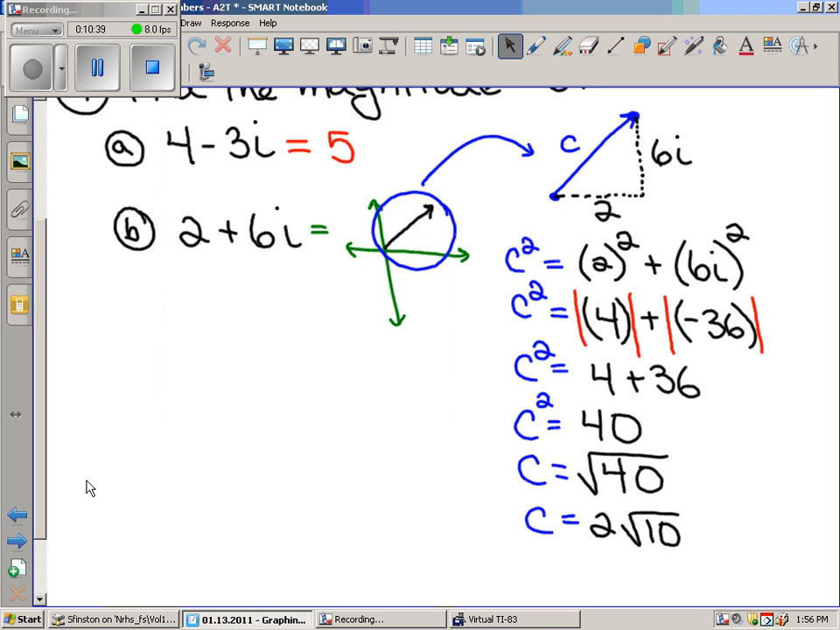And that's why it's the case. But from here on out, do me a favor, just use your calculator. Just use the absolute value function when you're talking about magnitude, and you're good to go.